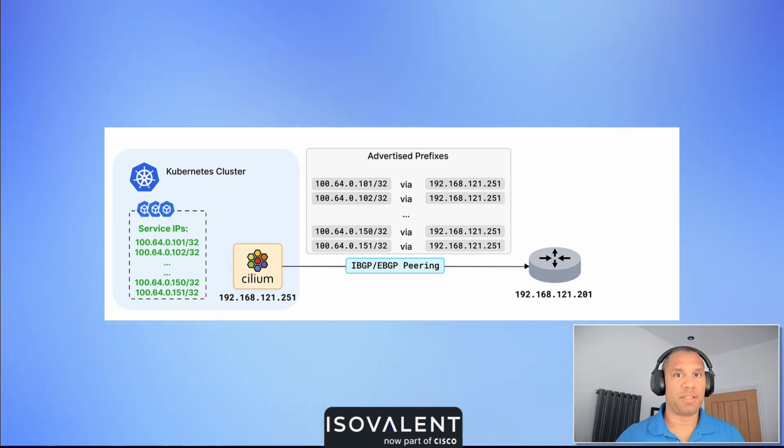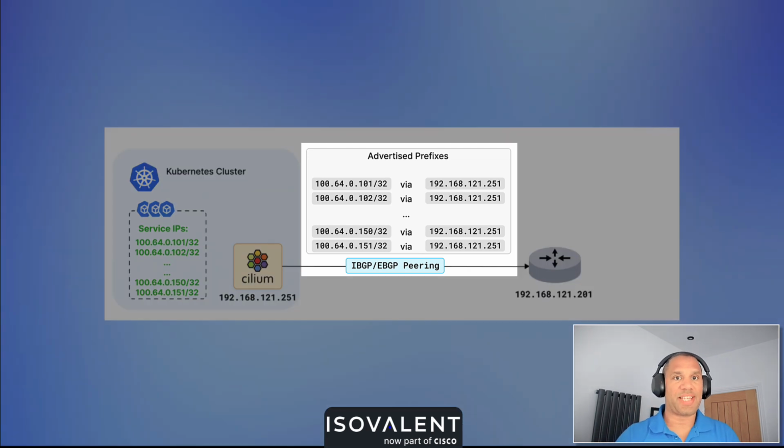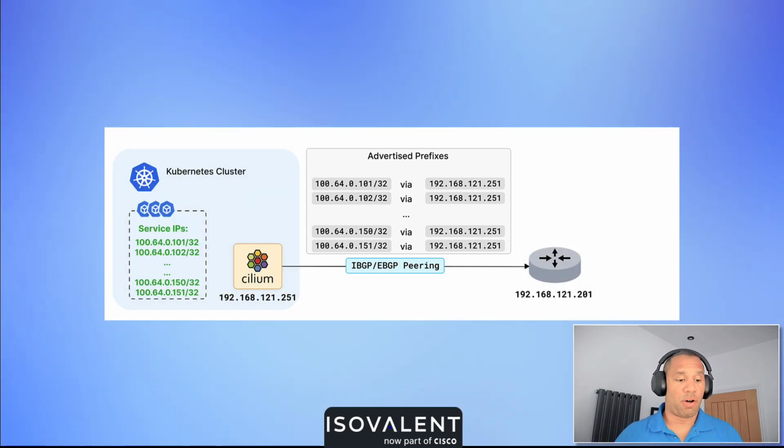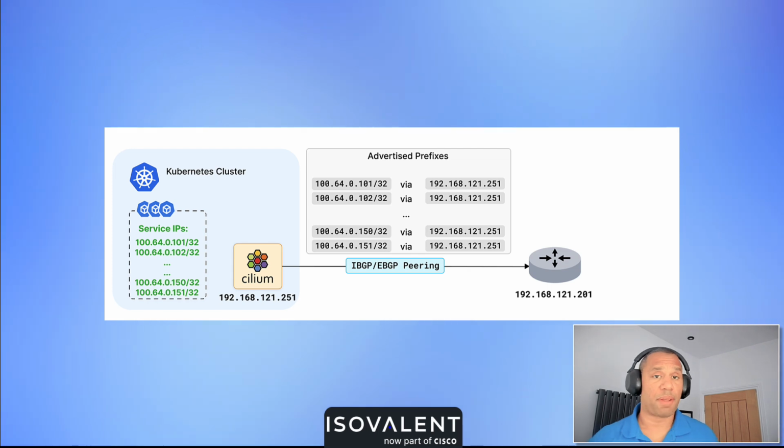Cilium comes with a built-in BGP daemon to let you essentially announce the IP addresses from your cluster into the rest of the network. And typically, what we announce is a Kubernetes service's IP, and we announce the individual IP addresses. And so that's one per service, right? So what we call a /32 for IPv4 or a /128 for IPv6.